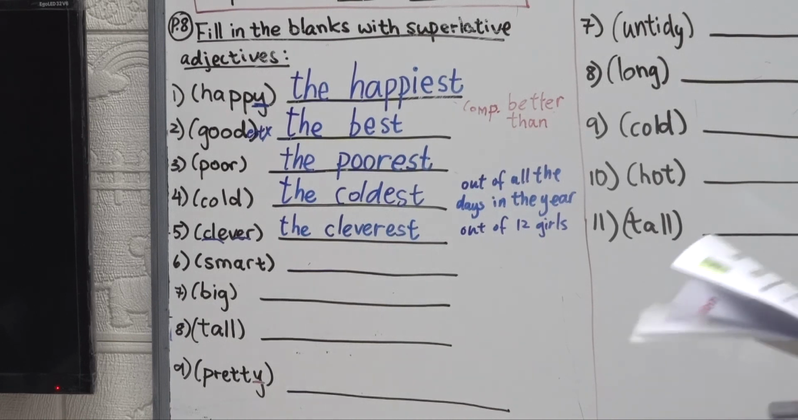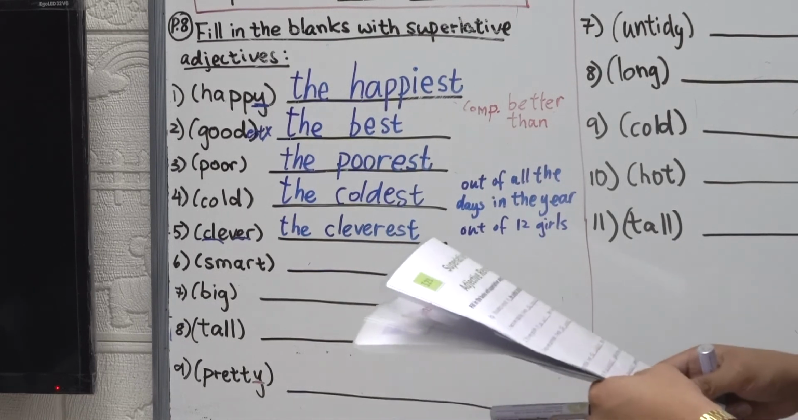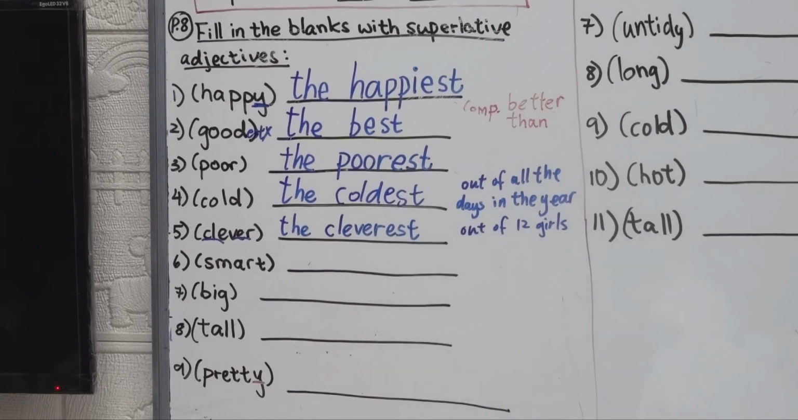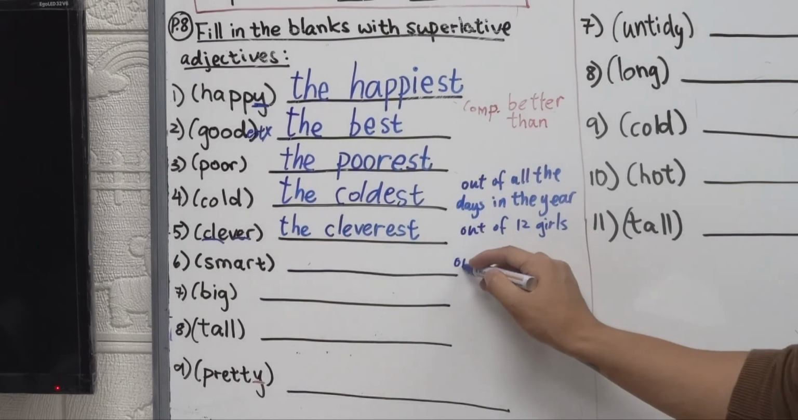Similarly, even in terms of the vocabulary smart, he's blank person I know. Okay, so out of all who you know.